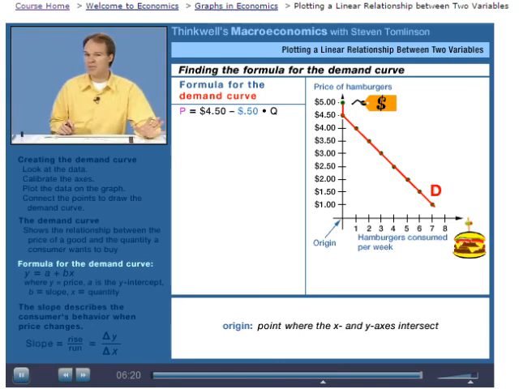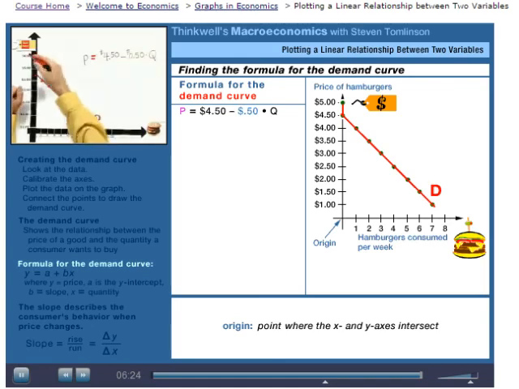Now, if that takes you by surprise, remember from your algebra class that if we have a variable that's measured on the y-axis and another one that's measured on the x-axis, the formula for any straight line is: the y-axis variable is equal to a plus b times x, where y is the variable that we're measuring here, in this case, price. X is the variable that we're measuring here, in this case, quantity.